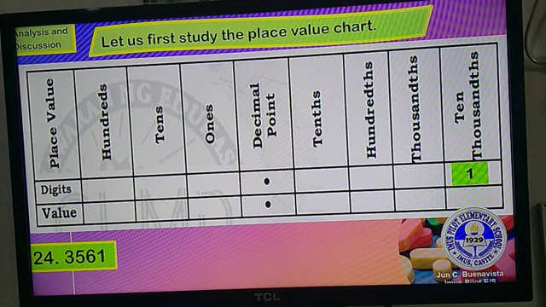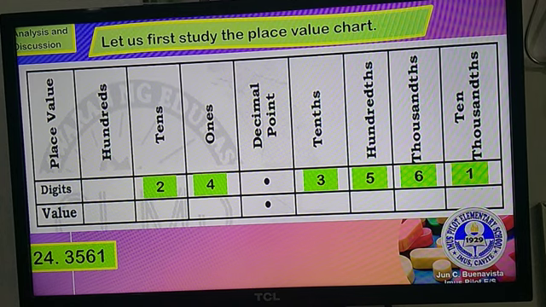Then, ang 6, that is in thousandths. Ayan. Then in hundredths, that is 5. Look at that. Then the number 3 is tenths. Those are the numbers in the decimal places. The remaining digits are in the whole number. So 4 is in ones, and ang 2 ay nasa tens. Now, that is the place value of every digit in a number.